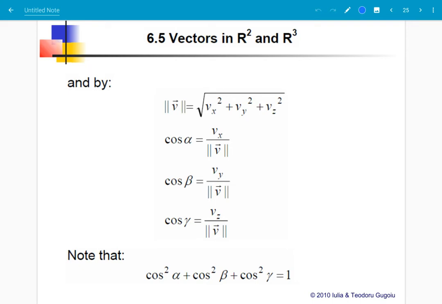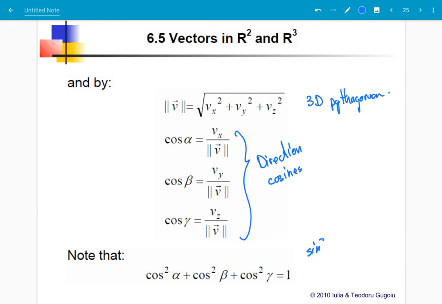So here are the formulas. This is the 3D Pythagorean theorem, and we just have the cosine of an angle. These are called the direction cosines. And we have this Pythagorean identity. It's very similar to the one you should be familiar with from grade 11, analogous to that, but this time for 3 dimensions.